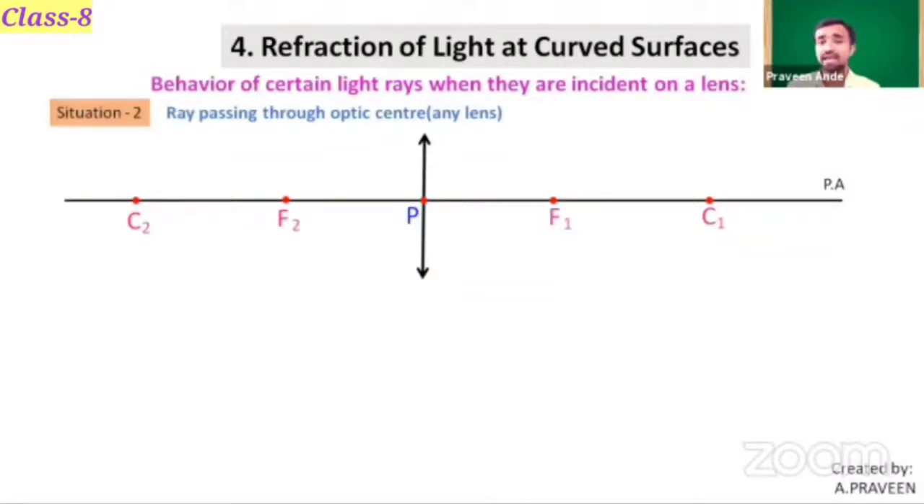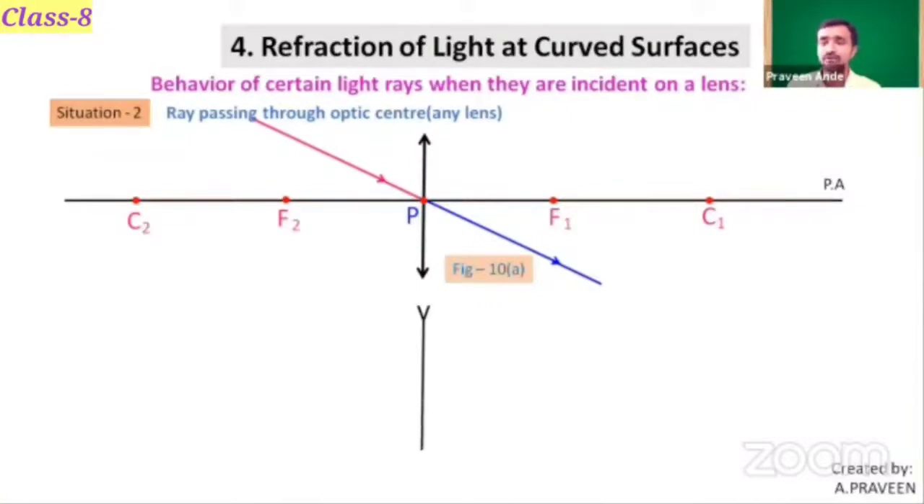Then choose a ray for the situation you have created. What is the situation? A ray passing through the optic center of the lens. So I am selecting the ray to pass through the principal axis as I showed you here, right? You can also take it below the principal axis, not a problem, right? I am following like this. Okay, what happens after refraction? It remains undeviate, no deviation, right?